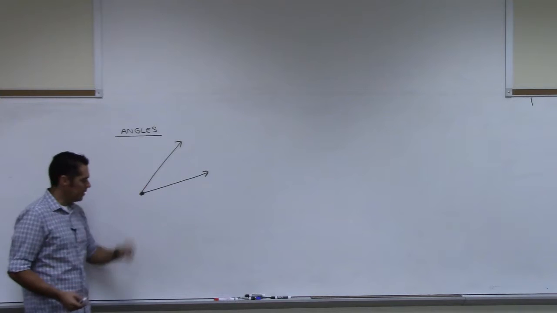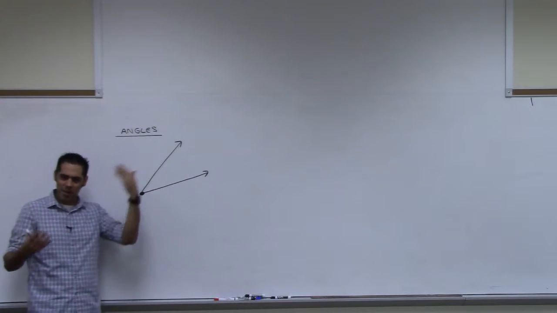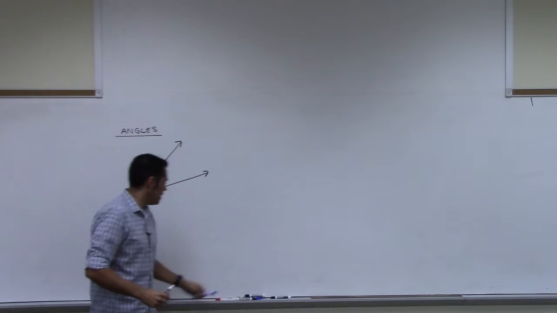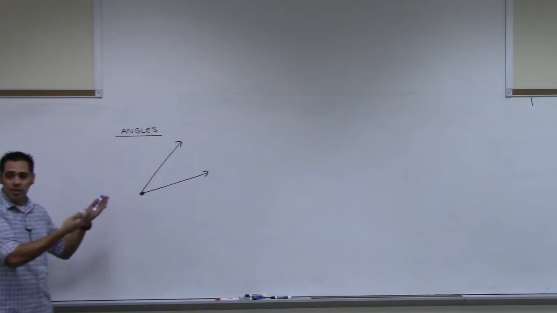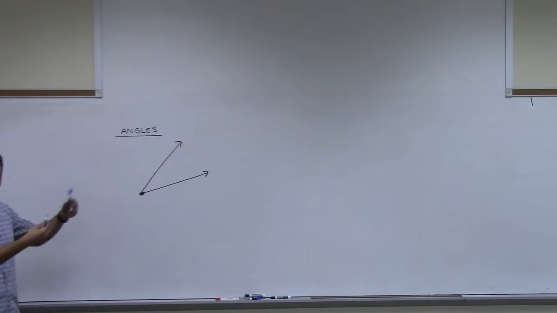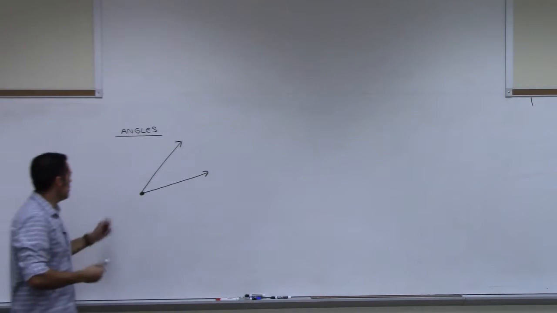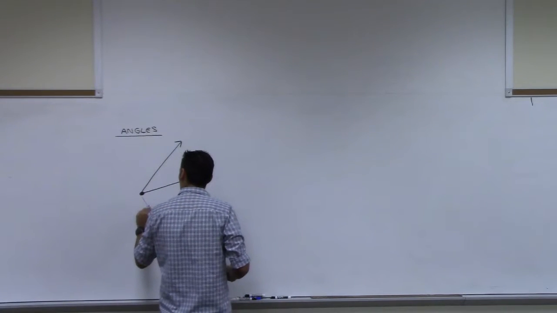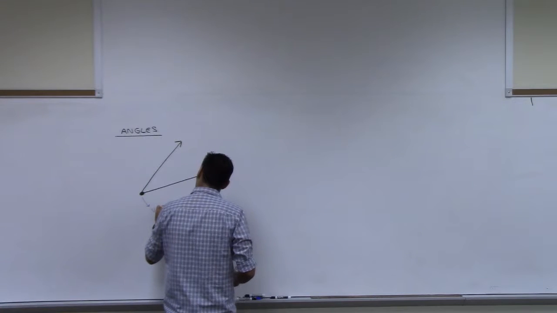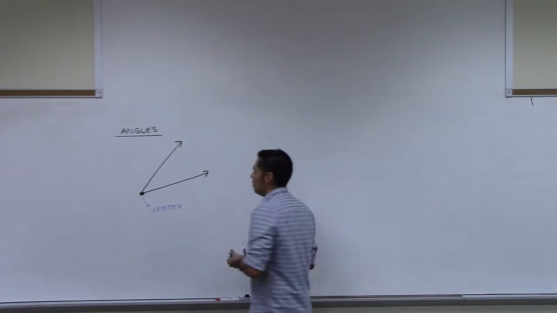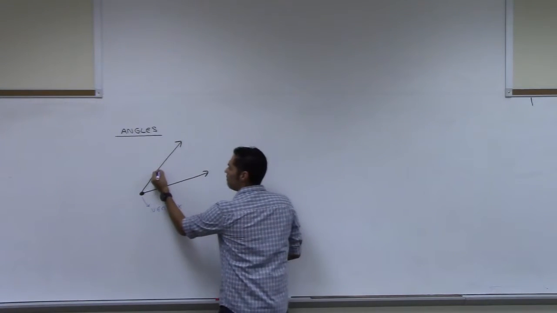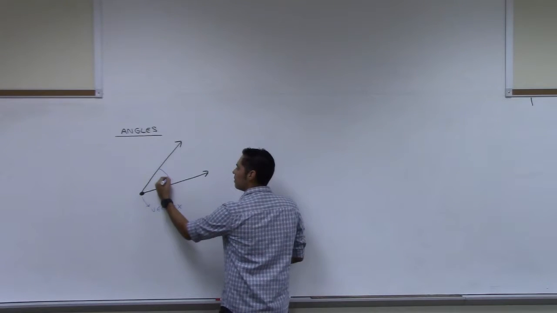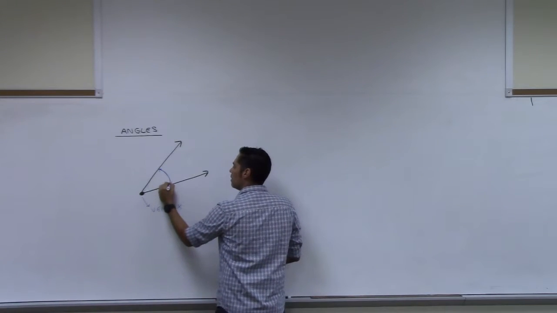This right here. Again, I understand you probably have some idea of an angle already, but it's purely from the geometry, the picture on the board. We're actually looking at things, naming things, giving them some sort of life. So this point right here, we call the vertex of the angle. And the actual measurement of this right here, that measurement, that is our angle.